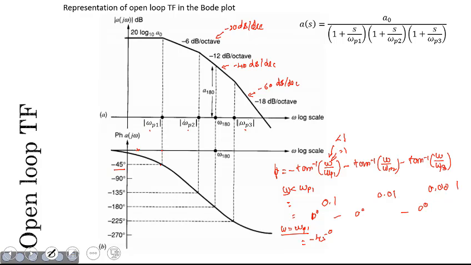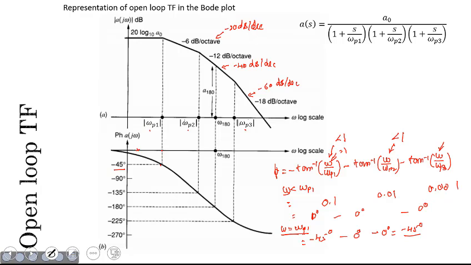But at this particular frequency, when we compare our omega with omega p2, the ratio that we have out of this particular term would still be lesser than the value of 1, and we can approximate it to 0, and tan inverse of 0 we know is equal to 0 degree, right? And the same kind of analysis could be applied even for the third pole, because we have omega p3 that is much larger compared to the frequency where we are right now. So this also turns out to be a 0 degree. So the total phase angle would be minus 45 degree at omega equals omega p1, and that is the one that we have plotted here.